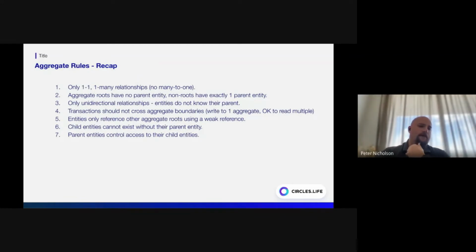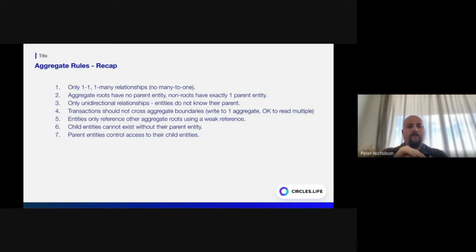Quick recap of the last 7 slides. When you're building these aggregate roots, and the entities and aggregates in your domain model, you want to focus on making sure you only have one-to-one and one-to-many relationships. Aggregate roots have no parent entity, and non-root entities have exactly one. Only unidirectional relationships. Transactions should not cross aggregate boundaries, so write to one, read many, write to one.